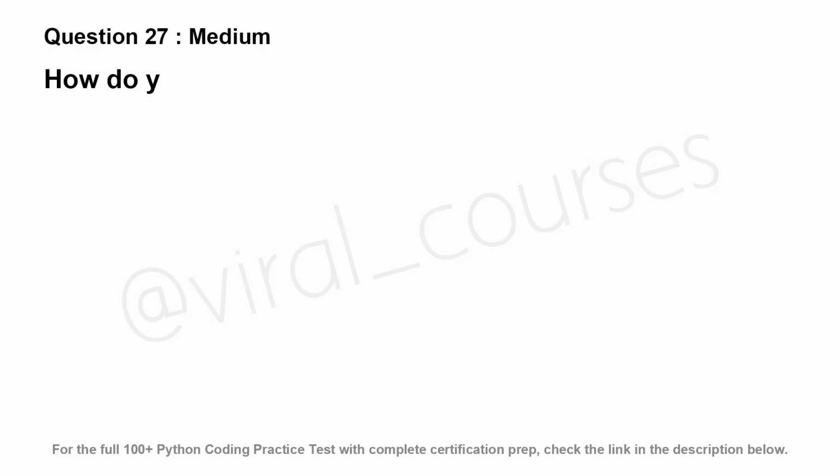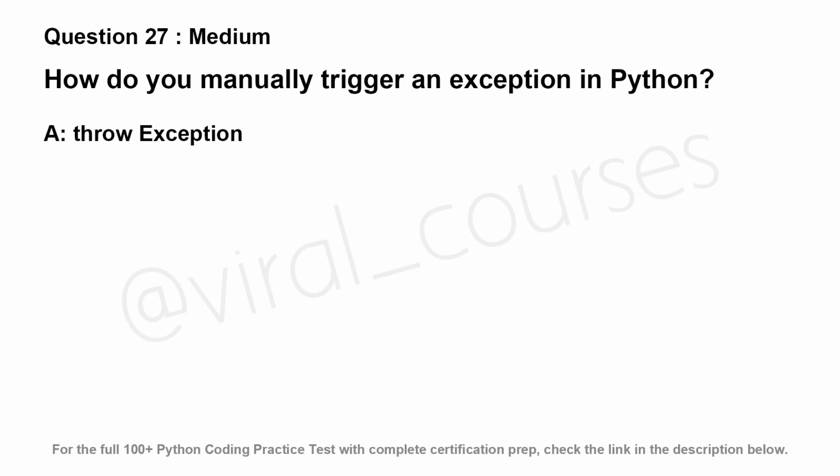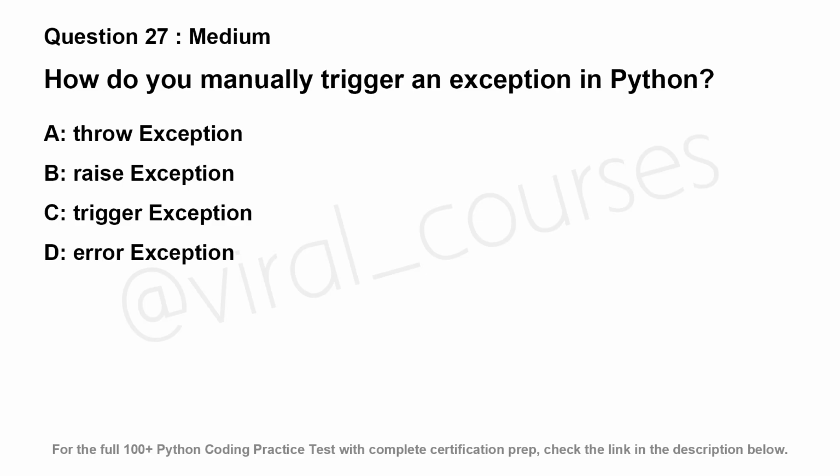How do you manually trigger an exception in Python? Option A, throw Exception. Option B, raise Exception. Option C, trigger Exception. Option D, error Exception.